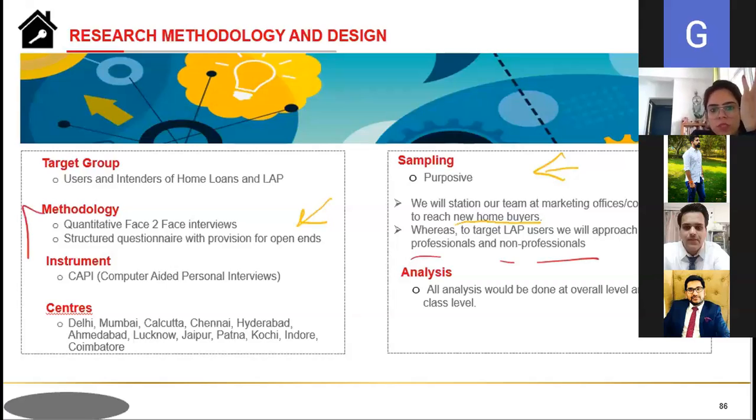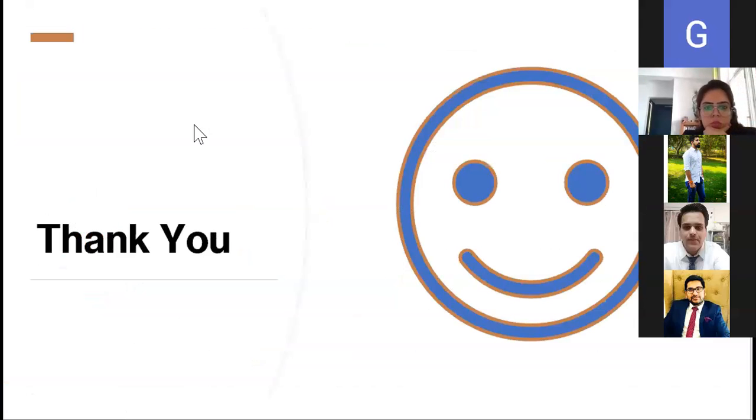So the method was quantitative, face-to-face, with structured questionnaires. We had this target group, like I discussed: users and intenders of home loans. And we used CAPI, computer assisted personal interviewing, which, although face-to-face, was taken on a tablet. So that was all.